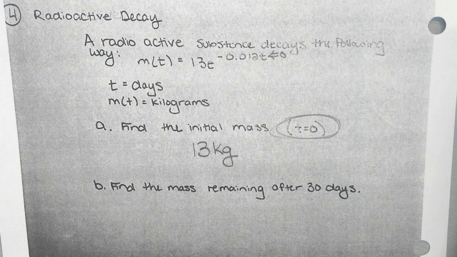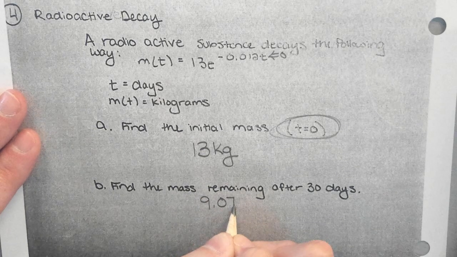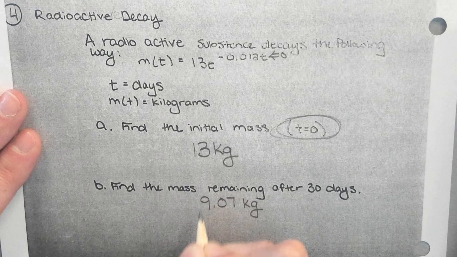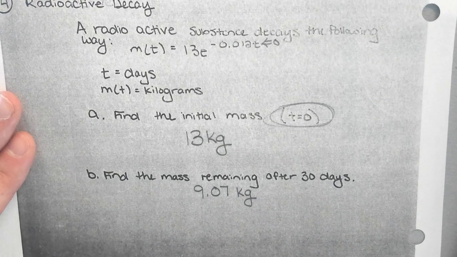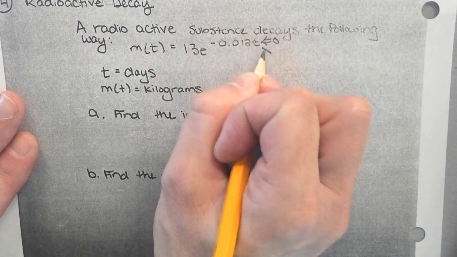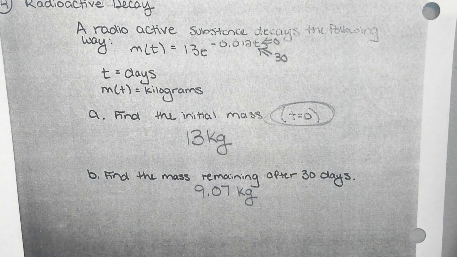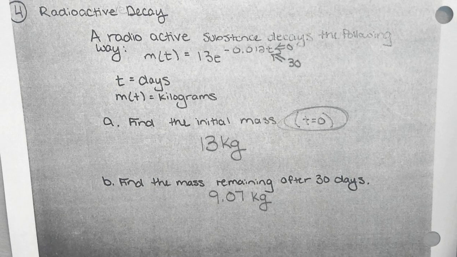And my answer key's far away. It looks like 9.07 for this one, yeah? And again, kilograms. So this one I just plugged in 30. So all you're doing is plugging in for t, you're plugging in 0, and then you're plugging in 30. Questions on anything else related to this? We're good?